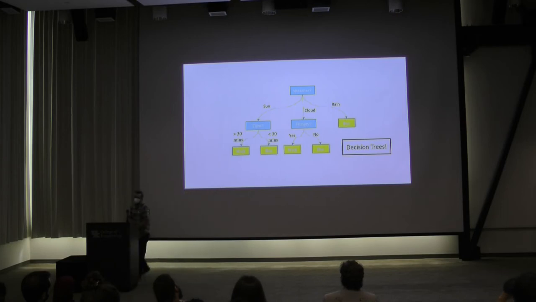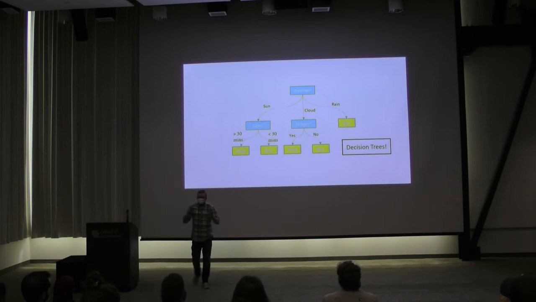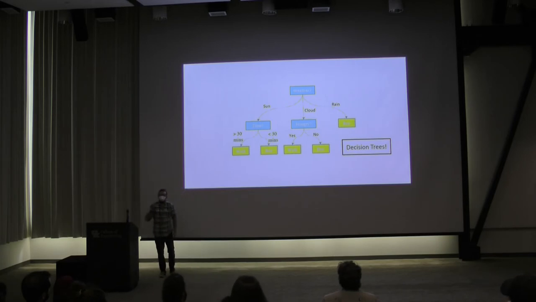And so in a decision tree, the edges, the branches between nodes, represent the possible outcomes for a given attribute. So the weather attribute has three branches because there are three possible values it can take on: sunny, cloudy, rain.